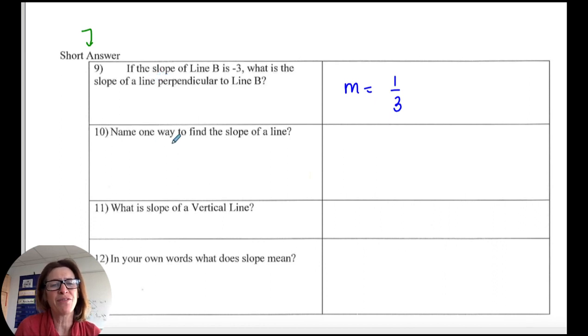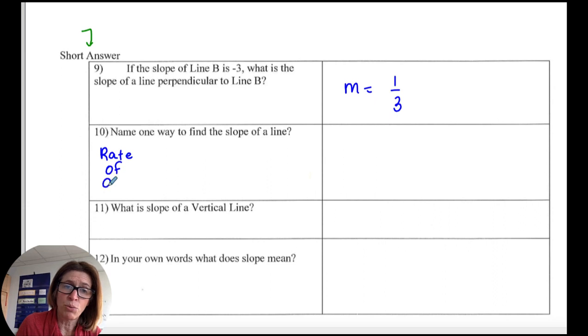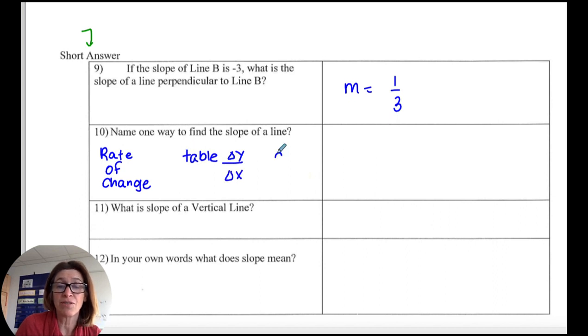So name one way to find the slope of a line. A lot of you gave me the equation of a line, y equals mx plus b. It's not actually the way to find the slope. To find the slope, you have to remember slope is a rate of change between points, any 2 points on a line. You can find slope from a table by doing the change in y over the change in x. You can find slope from a graph by doing the rise over the run.